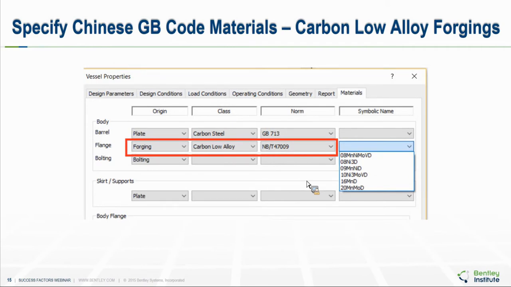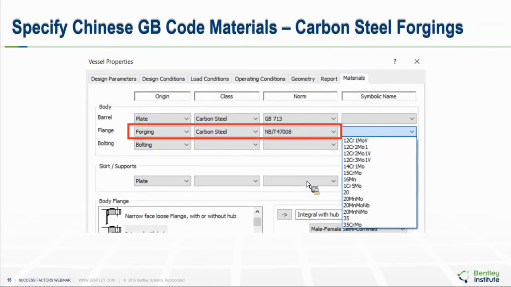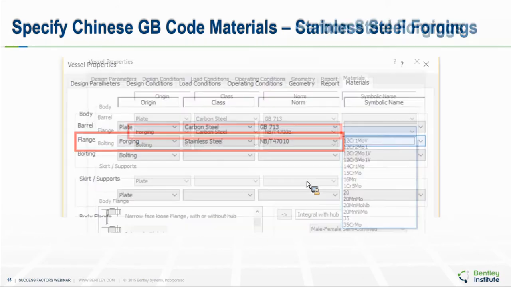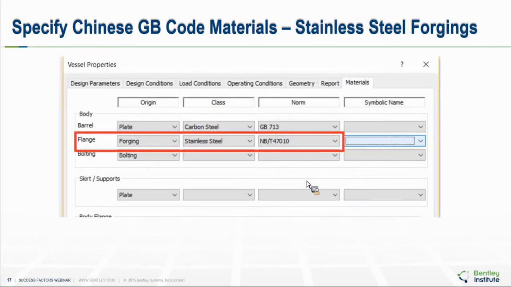In the forgings, just like we did for plates, you can select carbon low alloy forgings, which includes NBT 47009, and you have the following options for the symbolic name: 8 manganese nickel moly vanadium, 8 nickel, 9 nickel, 10 nickel, 3 moly vanadium, etc. You can select carbon steel forgings, NBT 47008, and as you can see, most of the carbon steel symbolic names are available for forgings, just like the plate materials. Stainless steel forgings, likewise, you can select NBT 47010.